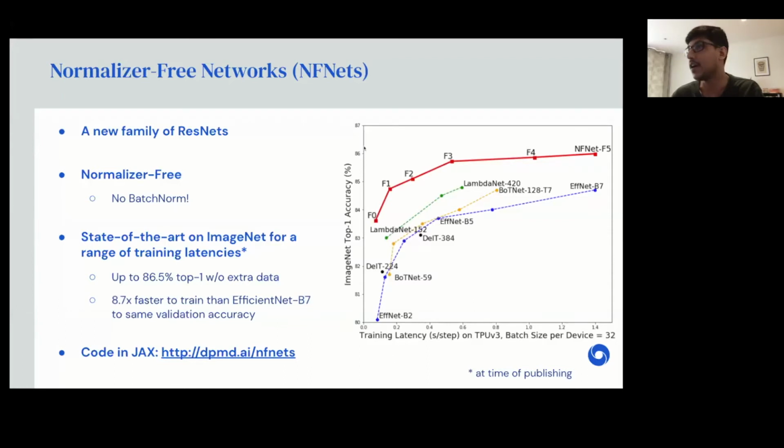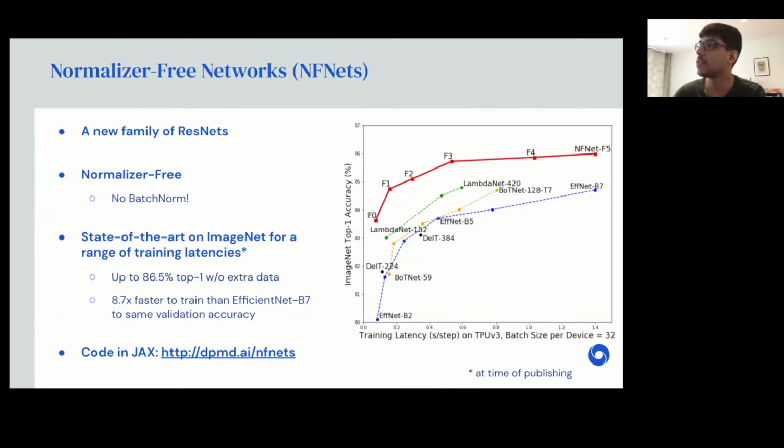So just to show the main result that I'm going to be building up towards in this talk, if you see the plot on the right here, I'm plotting image classification results on ImageNet top one accuracies with our NFNet family of models. On the y-axis, we have the top one accuracies, and on the x-axis, we have training latency, which is the time taken to take a training step on a TPU with a batch size of 32 per device.